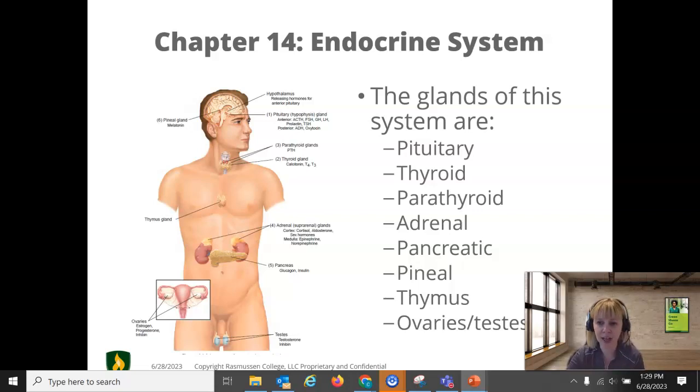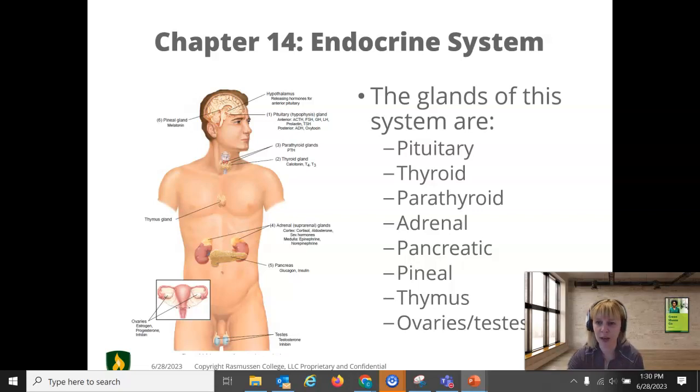The glands of the endocrine system include your pituitary gland, which is a pea-sized organ located at the base of your brain. It's also known as your master gland because it regulates many body activities and stimulates other glands to secrete their own specific hormones. Next is your thyroid gland. It is the largest gland of the endocrine system. It is H-shaped or butterfly-shaped and is located in the neck just below the larynx.